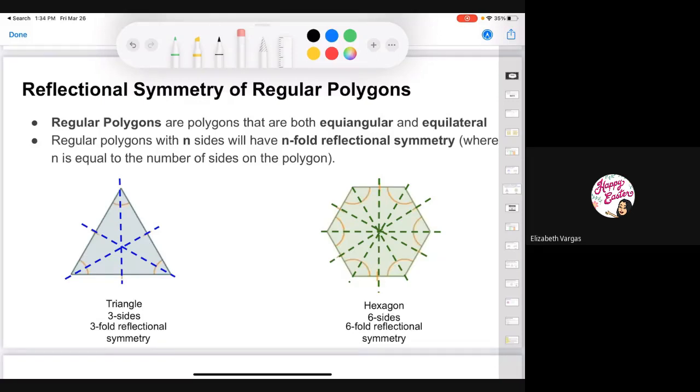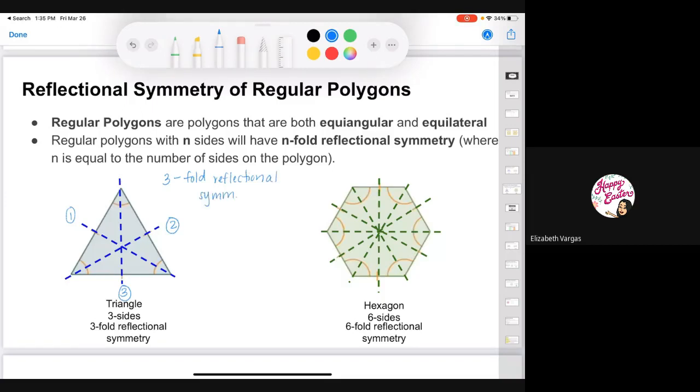number of sides. So instead of me having to look for all the different lines of symmetry of this triangle or of this hexagon, all I have to do is count the number of sides, and the number of sides is equal to the number of reflectional symmetries. So this triangle obviously has 1, 2, 3 sides, and because this is an equilateral triangle, all the angles and all the sides are equal to each other. And so because of that, I can automatically say that it has 3, where 3 is equal to the number of sides, 3-fold reflectional symmetry.